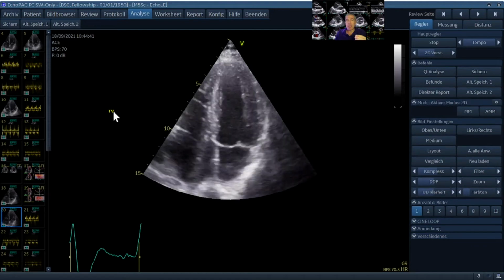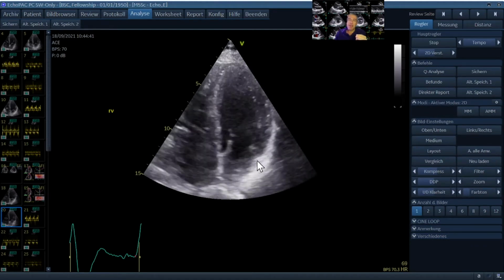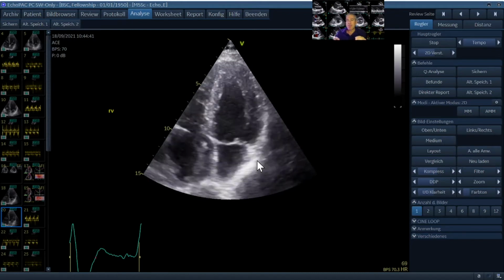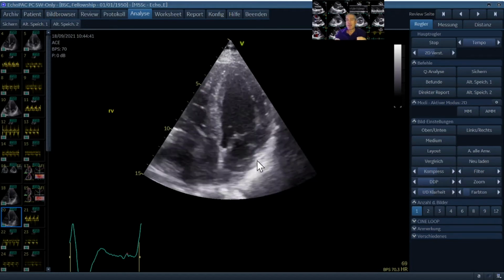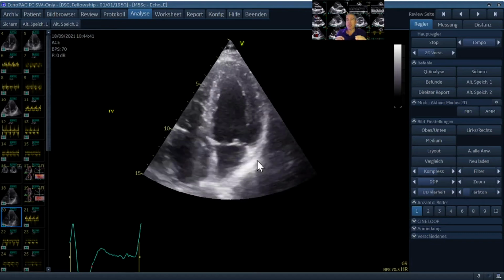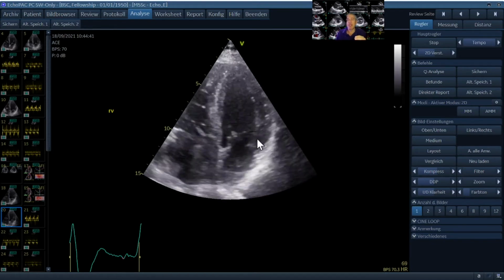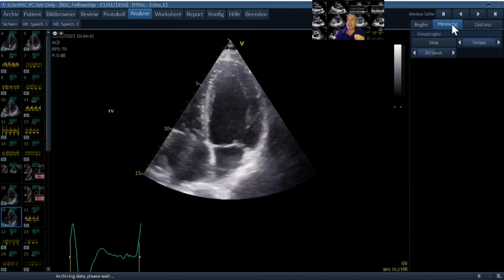Here it's written RV. And you see already there is some bulging, there is a little bit of rocking. Many years ago we would have called this, or we maybe still call this, relaxation abnormality. There is something wrong with the ventricle, and that is right ventricular pacing.